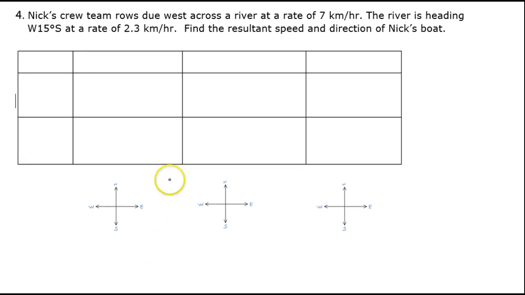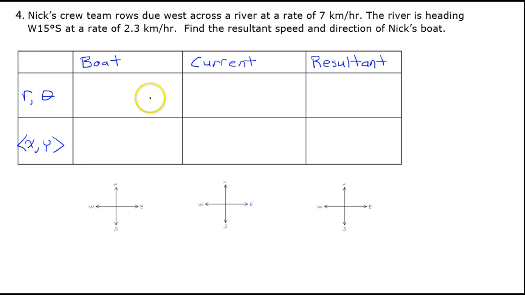Seems to me that we have two vectors that we are dealing with. We have the velocity of the boat, the velocity that we would have if there was no current, which is the other vector, the river current. And then, of course, the net result of those two acting together is called the resultant. In the first row, we will faithfully record the magnitude and direction of each vector. In the second row, we will put the component form x comma y of each vector.